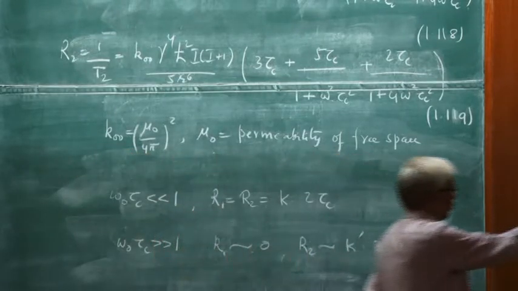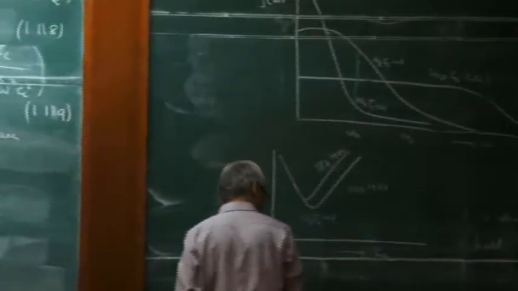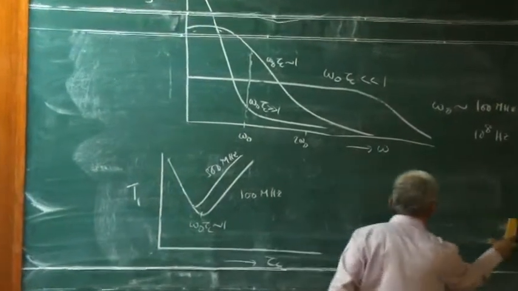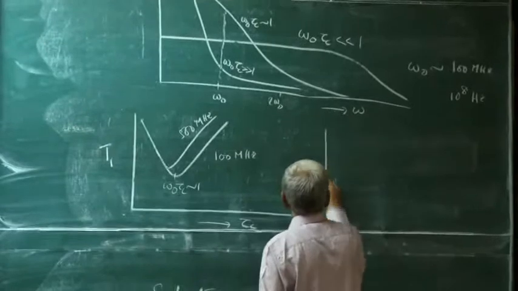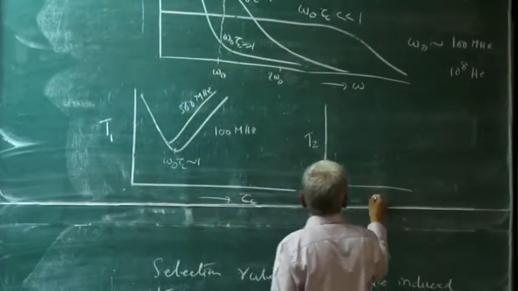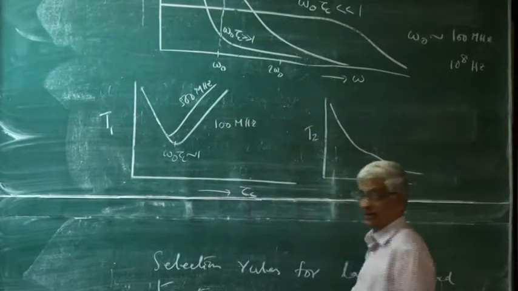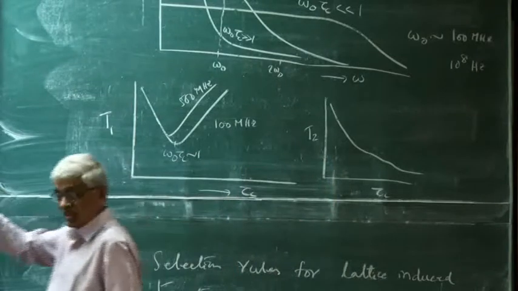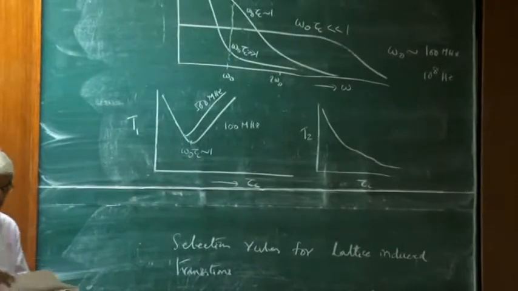Therefore, if I were to plot the T2 as well, how does that go? Suppose I do the same thing for T2. T2 will monotonously decrease with increasing tau c, whereas T1 decreases and then increases. And as you can see from this equation.